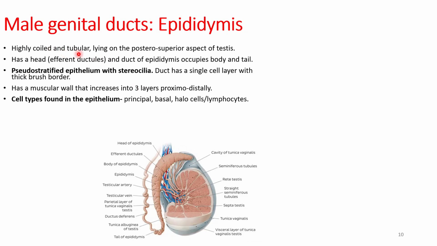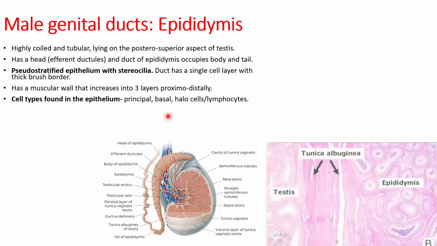So it's highly coiled and tubular, lying posterior. Remember, there's a posterior part of the testis, so it will be lying posterior to it, on the posterior superior aspect of the testis. It has a head with efferent ductules, and it will also contain the body and the tail. Then it has a muscular wall that will increase proximodistally. The cell types will be principal cells, basal cells, halo cells, and some lymphocytes.